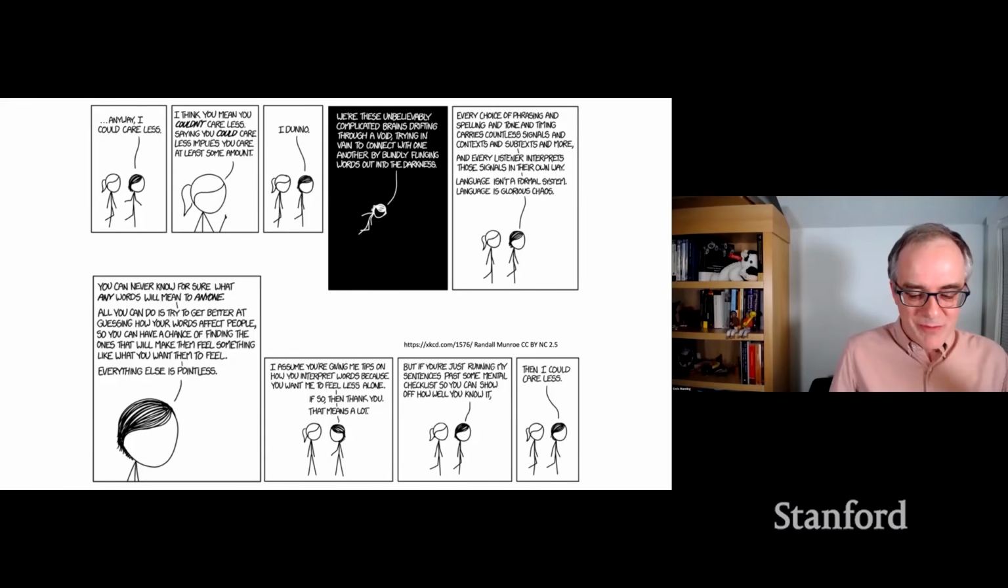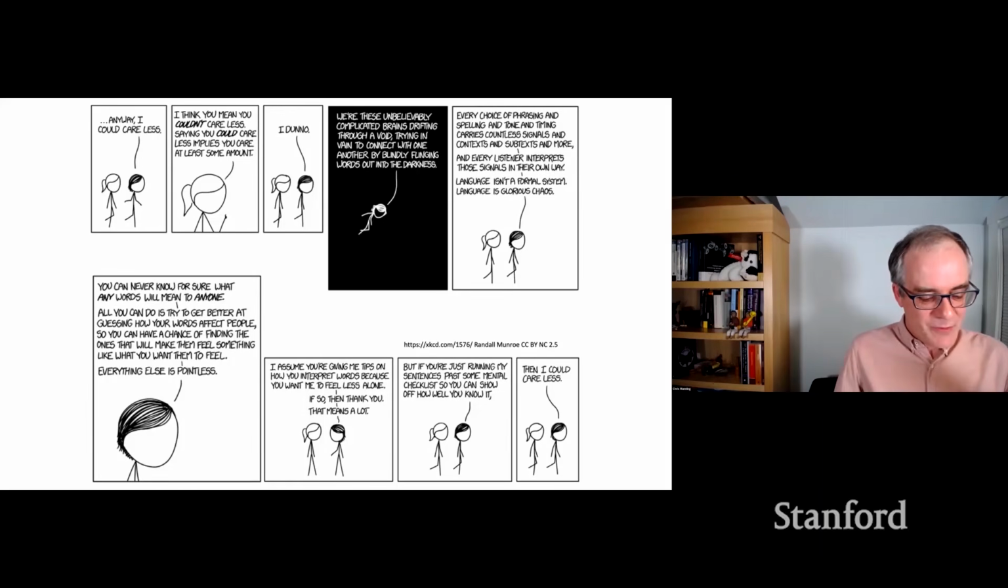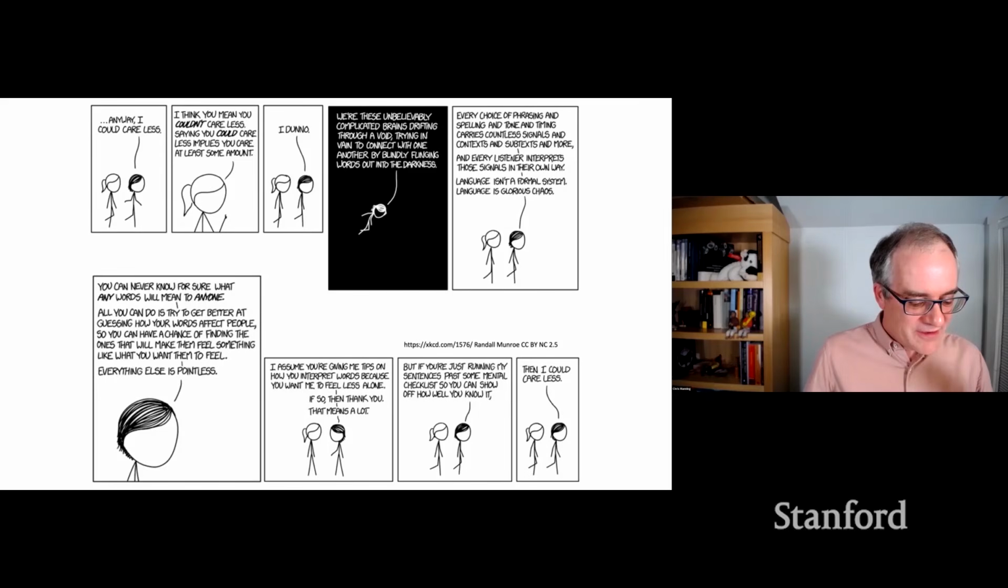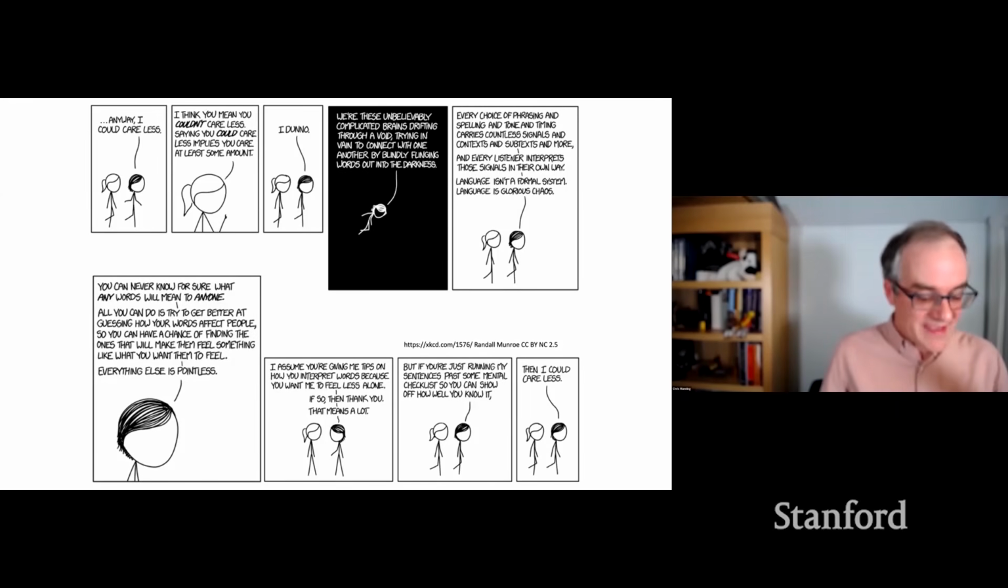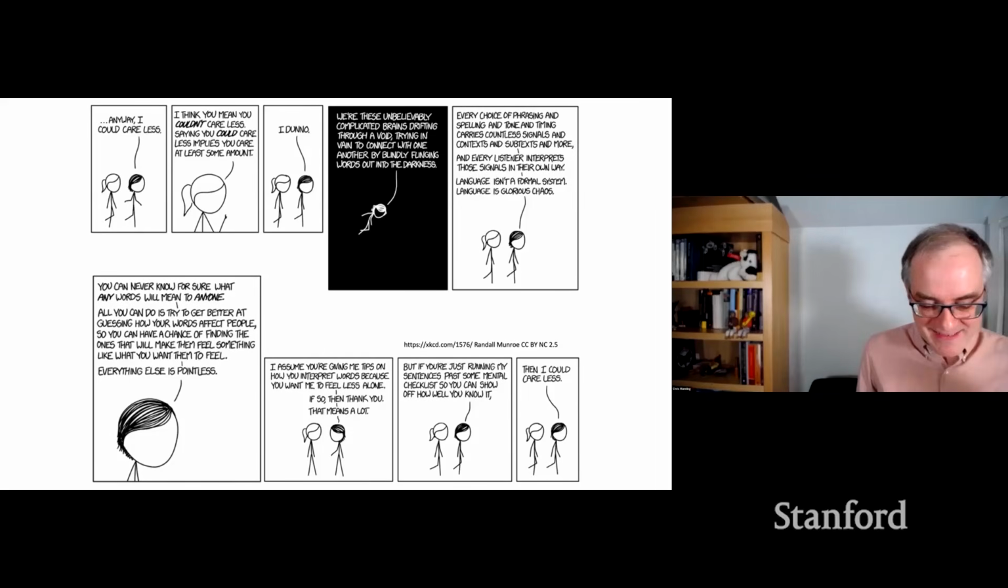Language isn't a formal system. Language is glorious chaos. You can never know for sure what any words will mean to anyone. All you can do is try to get better at guessing how your words affect people, so you can have a chance of finding the ones that will make them feel something like what you want them to feel. Everything else is pointless. I assume you're giving me tips on how you interpret words because you want me to feel less alone. If so, then thank you. That means a lot. But if you're just running my sentences past some mental checklist so you can show off how well you know it, then I could care less."